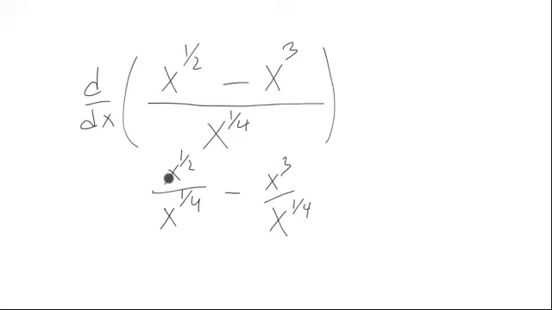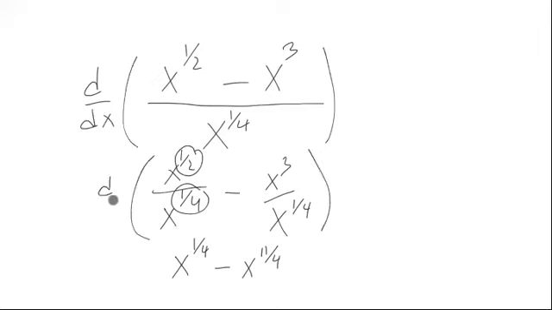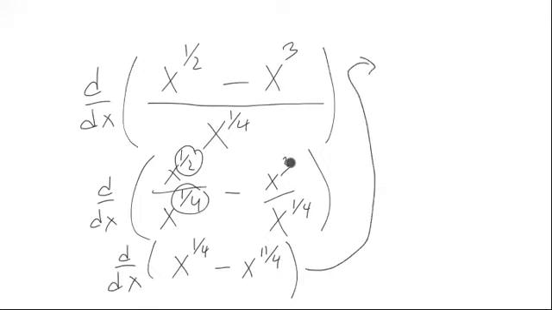Then realize this is the same base, and these exponents right here will subtract. So 1/2 minus 1/4 is simply 1/4. Minus, then here 3 minus 1/4 would be 11/4. All right, so we haven't done anything but simplify. We're still trying to take the derivative. We wanted to simplify it to a scenario where we have our nice derivative rule to follow.